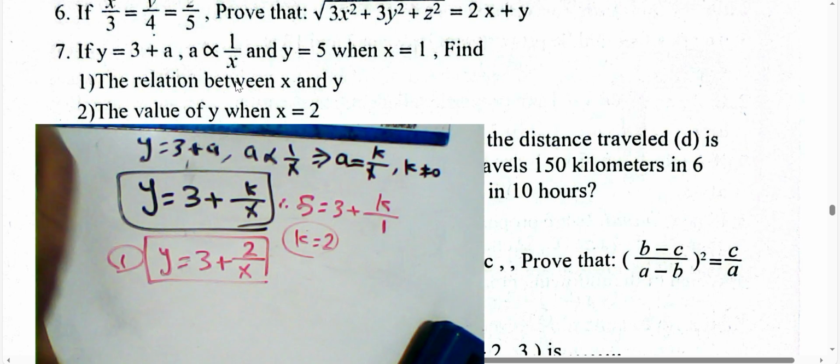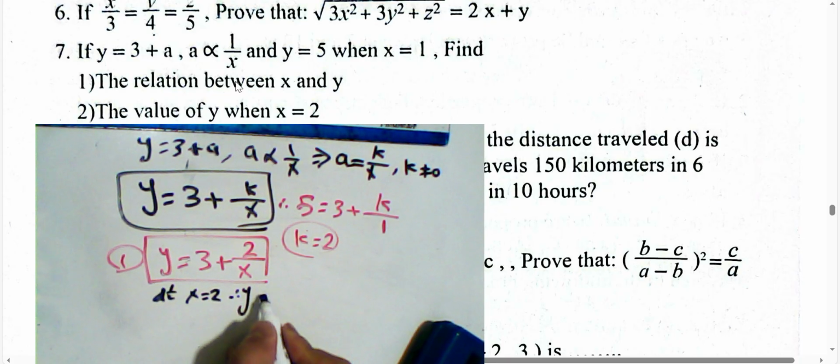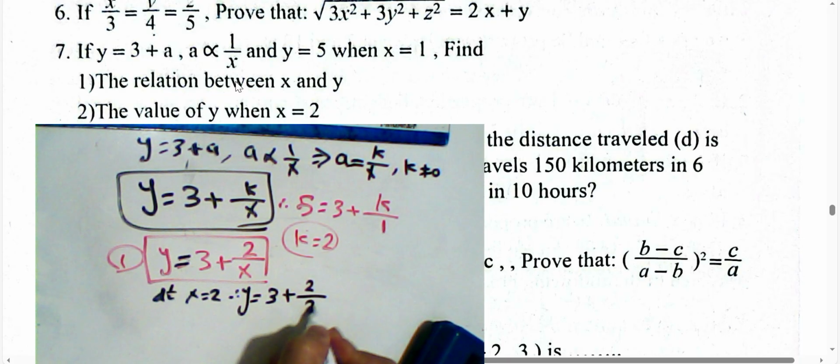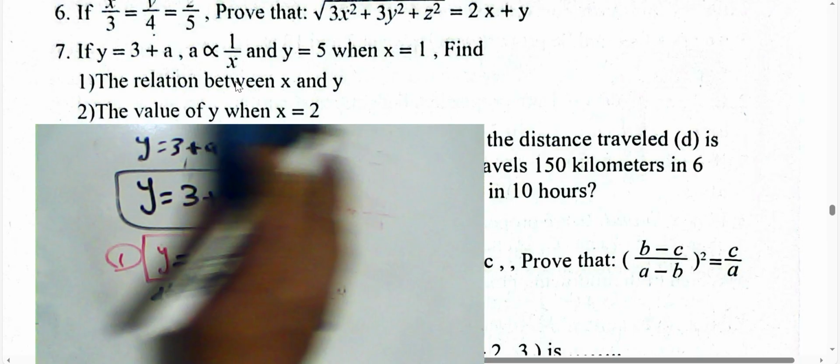And then find the value when x equals 2. At x equals 2, the value of y equals 3 plus 2 over 2. And then the value of y will be 4. 2 divided by 2 is 1, and 1 plus 3 equals 4. Next question.